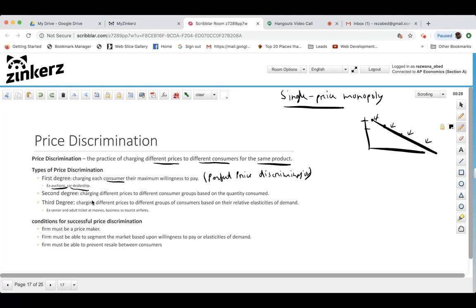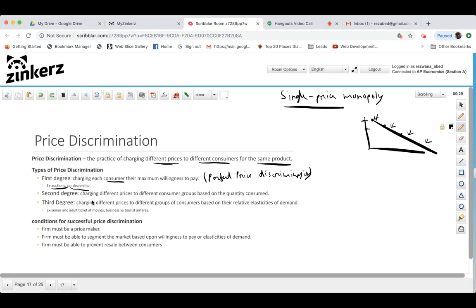Any question or anything that you're not understanding about this? It's good. Okay, great. So second degree price discrimination is where you charge different prices to different consumers based on quantity. So like you offer people bulk discounts.